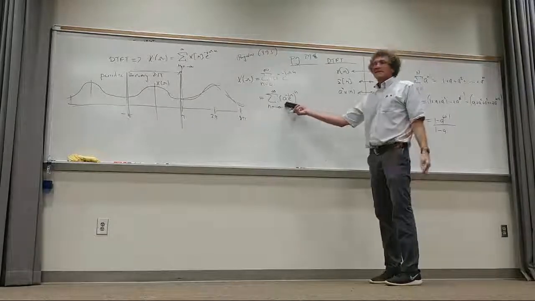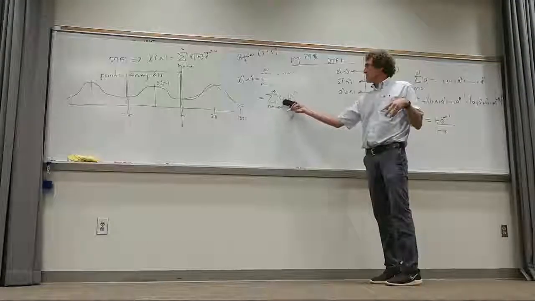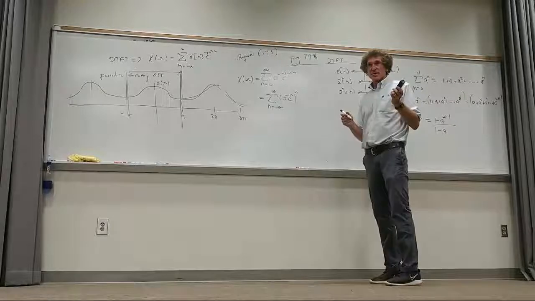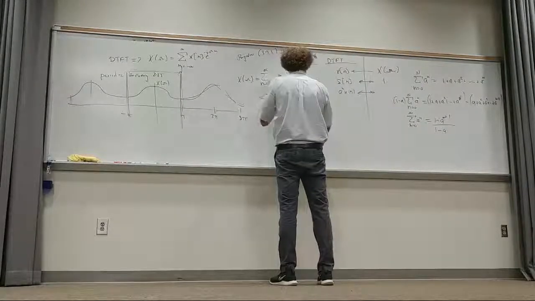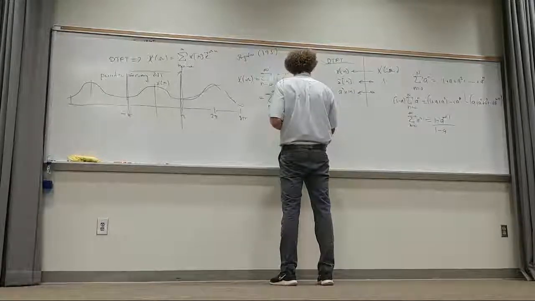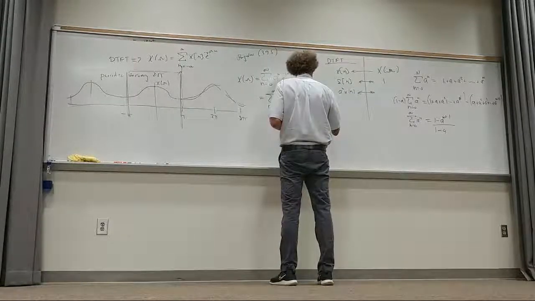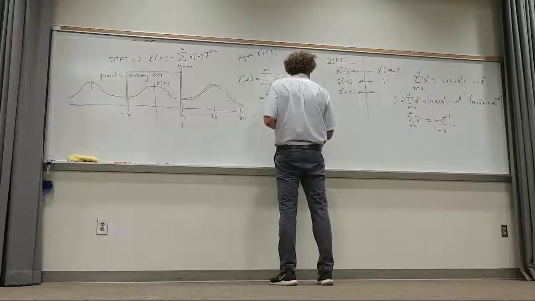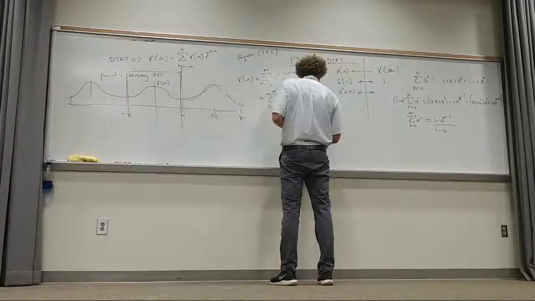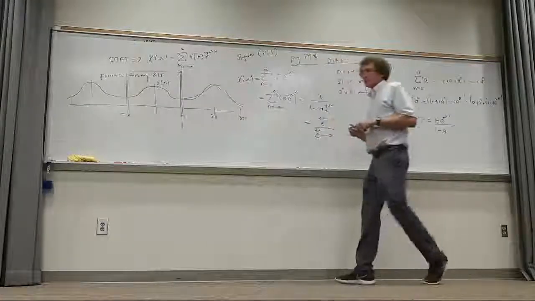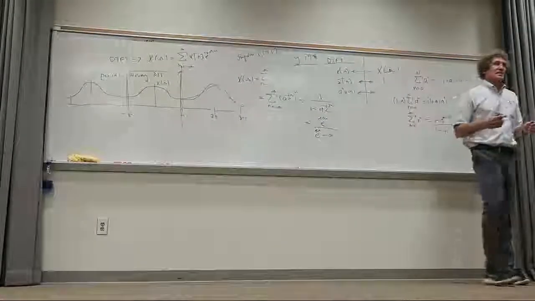Now for this one, instead of a back there, you replace it by a times e to the minus j omega. What do you see happen? If n goes to infinity, you get 1 over 1 minus a times e to the minus j omega, or you can render it as e to the j omega over e to the j omega minus a. Either one of those is correct. And I'll do this next time.